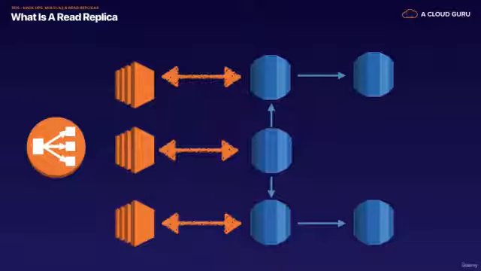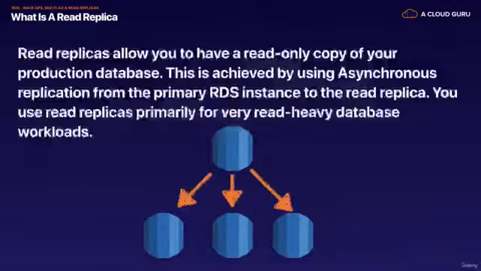And you can even have read replicas of read replicas. So you can have multiple copies of your production database as read replicas, and you can have read replicas as read replicas. The cool thing about it as well is you can promote read replicas to be their own standalone database. So you can also do that as well. So a read replica allows you to have a read-only copy of your production database, and this is achieved using asynchronous replication from the primary RDS instance to the read replica. And you can use read replicas primarily for very read-heavy database workloads.